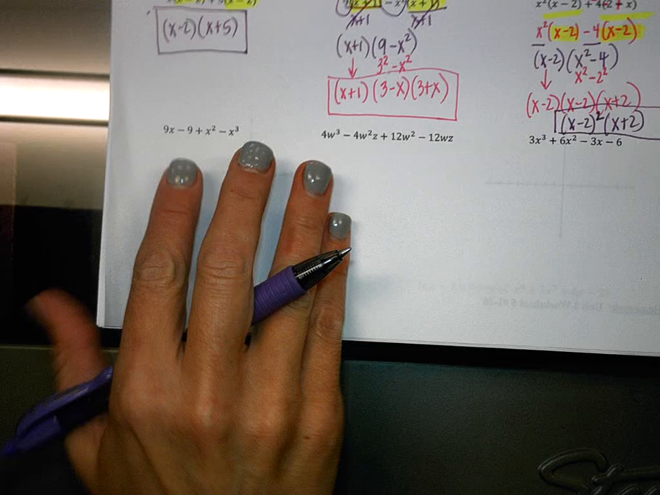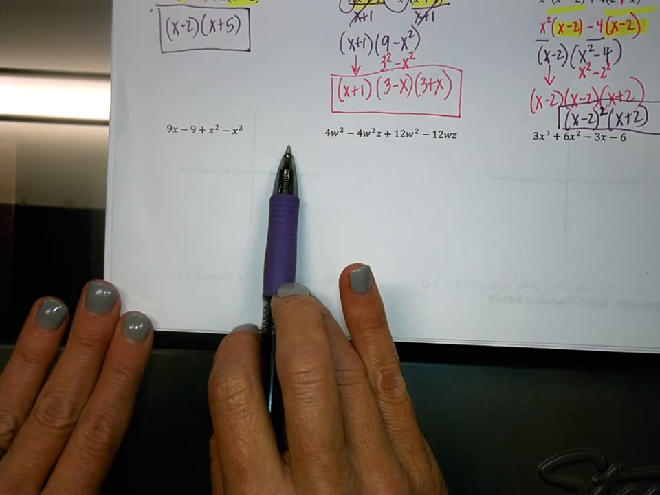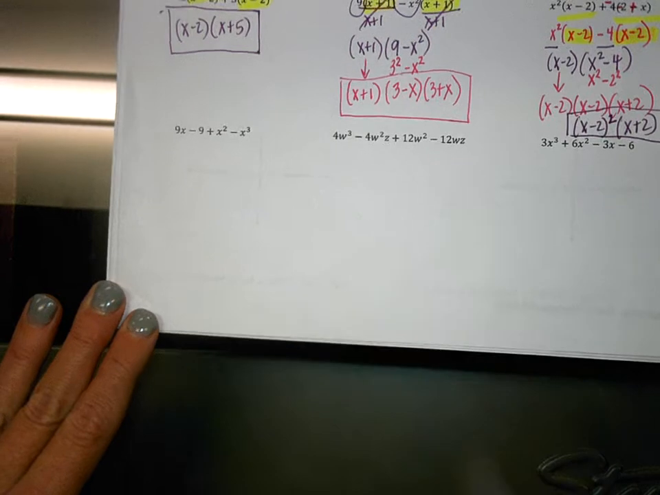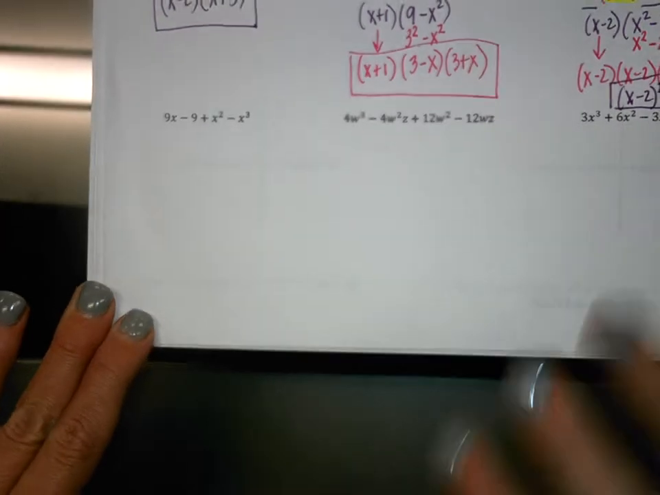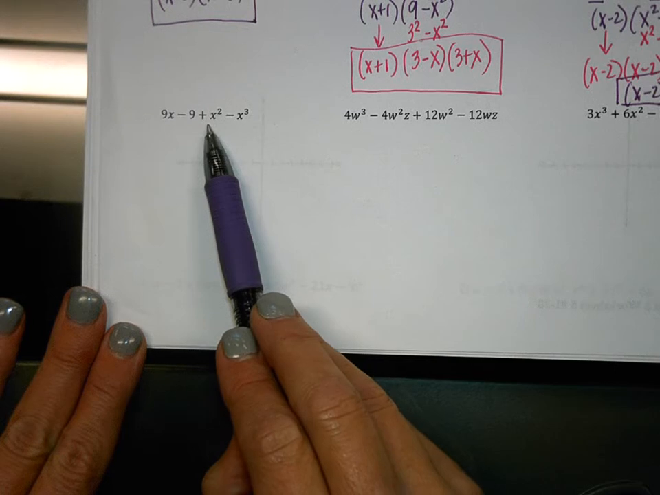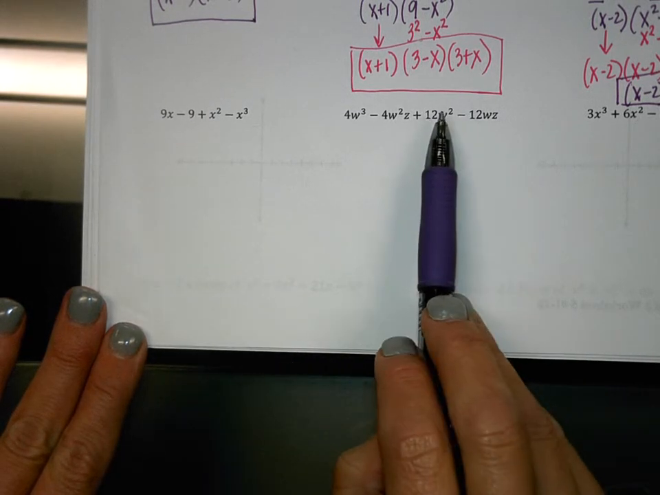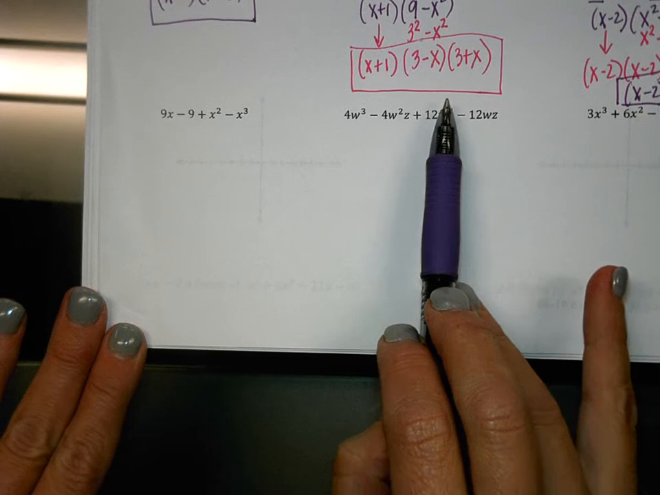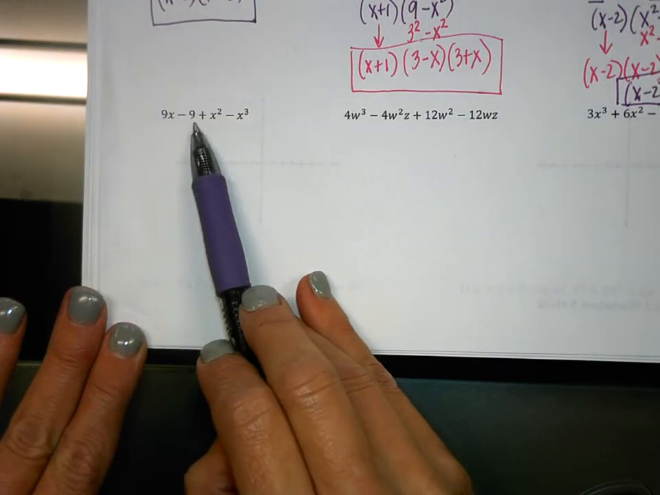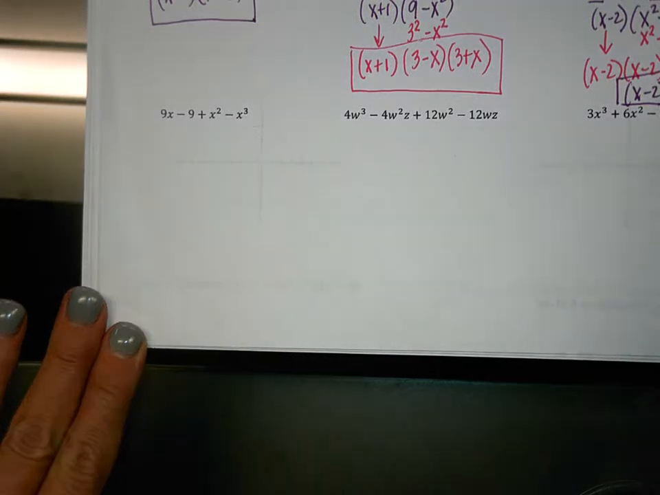Next problem. On this one, we always want to check to see if there's a GCF of the entire problem. I usually always look at it in 2 separate pieces, meaning I look at the numbers. So this has a 9, this has a 9, this doesn't have a 9, so therefore 9 cannot be a GCF of the entire problem. Then I look at my variables, okay? So this has an x, this doesn't have an x. Therefore, I can't take an x out of the entire problem. So there is no GCF for the whole problem.